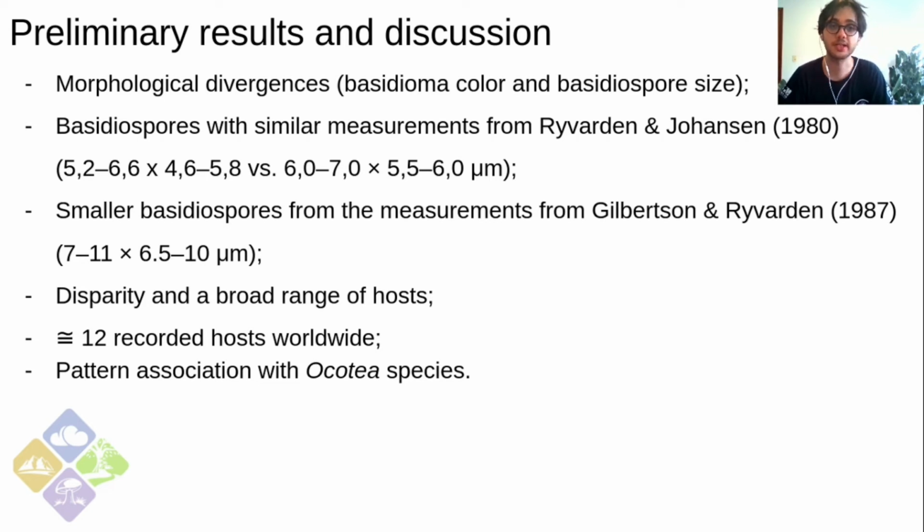But when they are compared to North American specimens described by Gilbertson and Ryvarden in 1987, they show a smaller basidiospore size. There is also a disparity in the broad range of hosts for Rigidoporus ulmarius, with about 12 hosts identified to species level worldwide. As the Parque Nacional de São Joaquim and Nova Trento localities are considered high-altitude environments, it seems that Rigidoporus ulmarius has a pattern of association with Ocotea species in these particular environments.